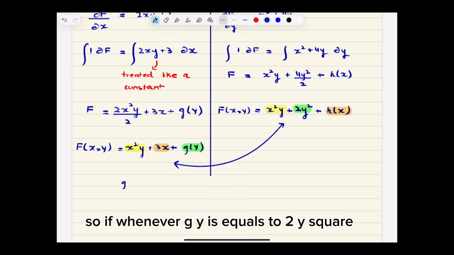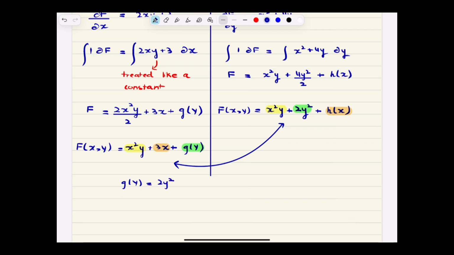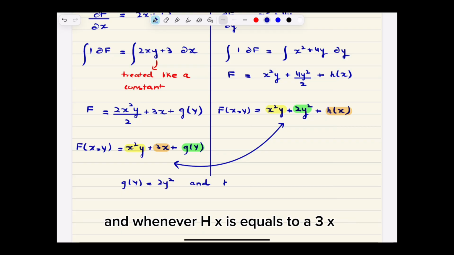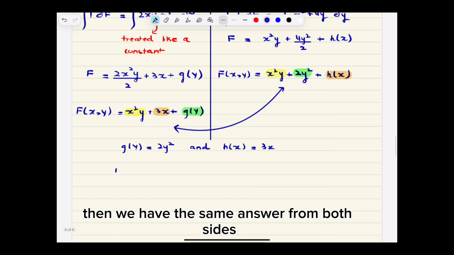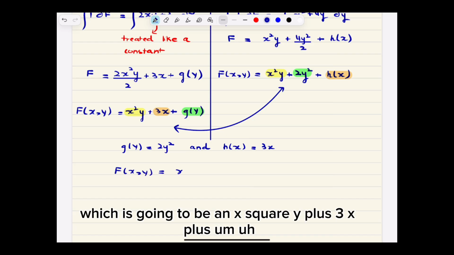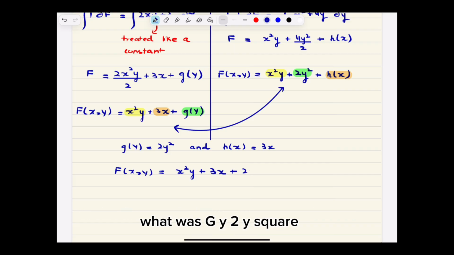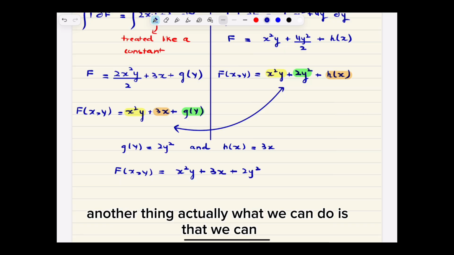So whenever g(y) is equal to 2y squared and whenever h(x) is equal to 3x, then we have the same answer from both sides, which is going to be x squared y plus 3x plus what was g(y), 2y squared. But we can do another thing actually.